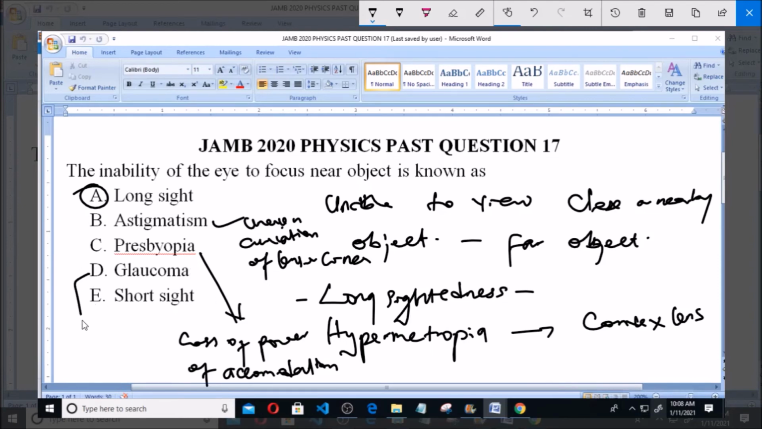Then glaucoma in this case simply refers to cloudy vision. This cloudy vision is due to the deposition of minerals in the eyes, like proteins, and these proteins will cause cloudy vision of the eyes.